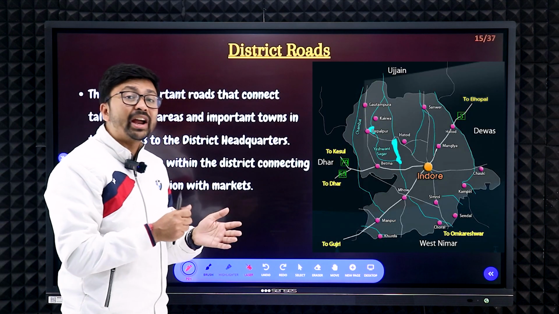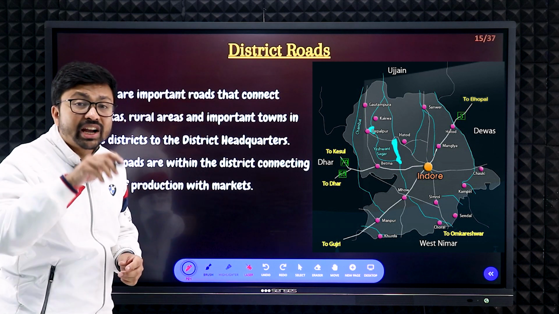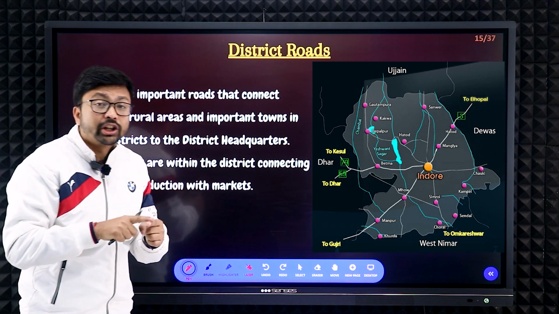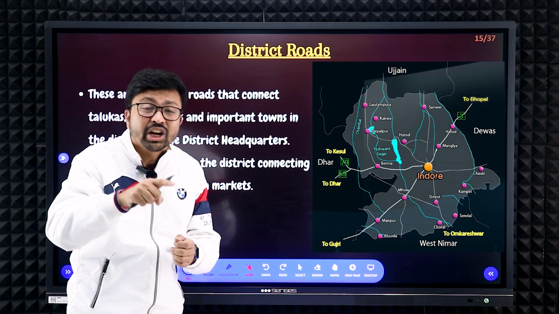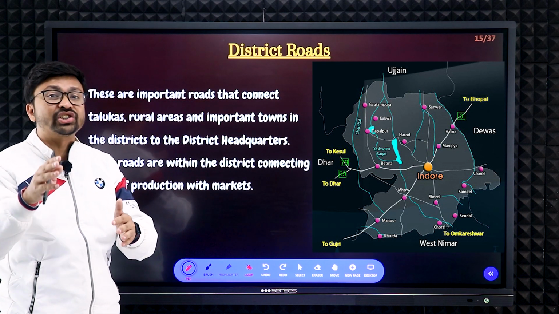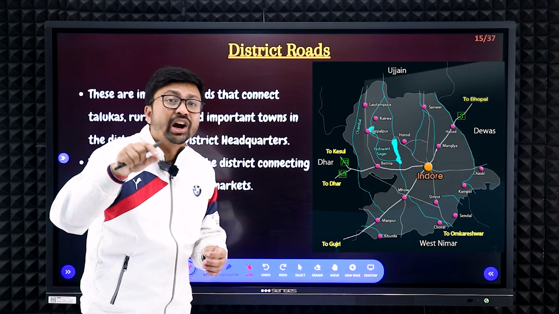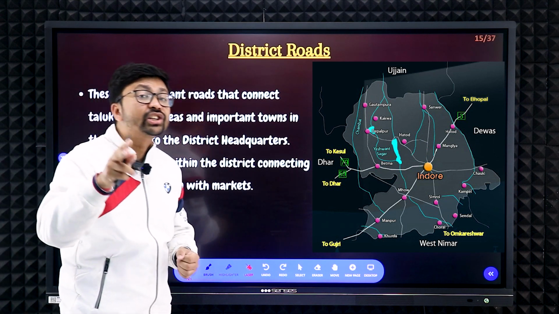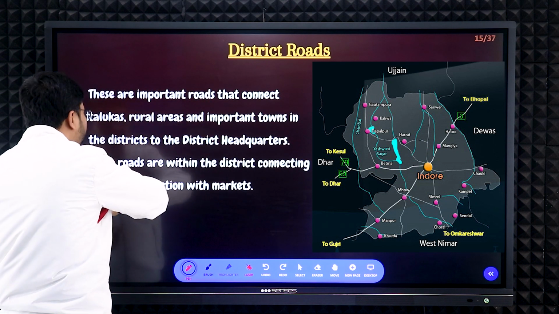Similarly, next, district roads. District roads are built by the Zila Parishad at the district level. They make sure the district headquarters is connected with the important towns and villages of the district, right? Every block of the district is connected with the district roads. That is called district roads.